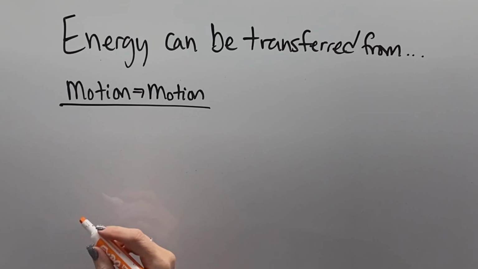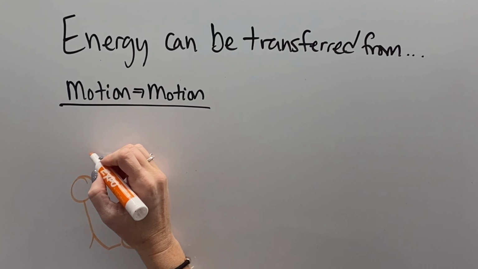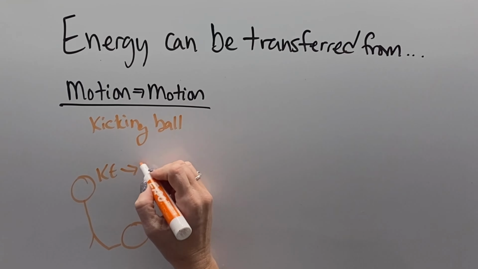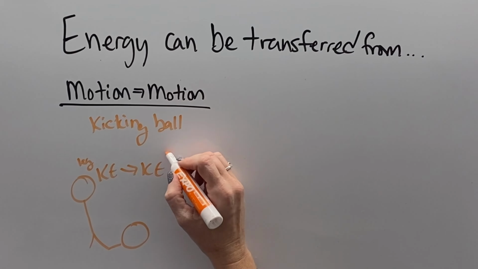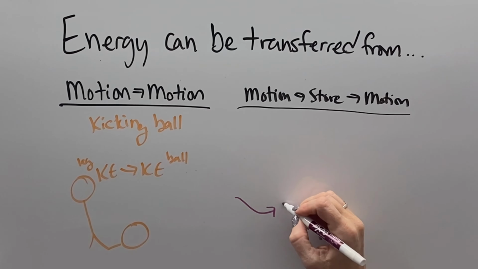He's inefficient. Now, energy can be transferred from motion to motion. Like if you kick a soccer ball, the kinetic energy of your kick transfers to the kinetic energy of the soccer ball. Motion to motion. That's totally cool. You can also have motion to store to motion.